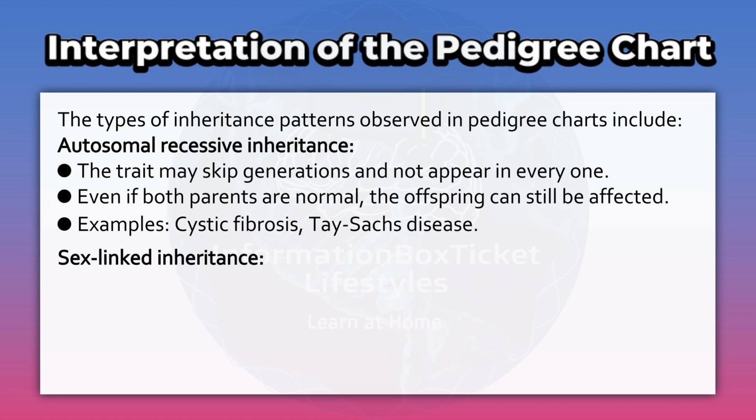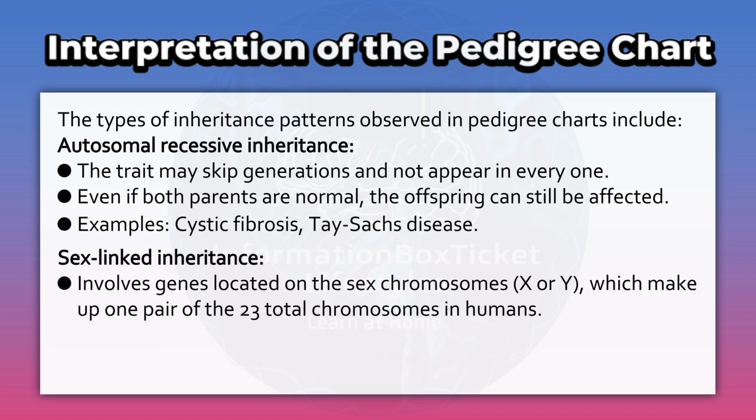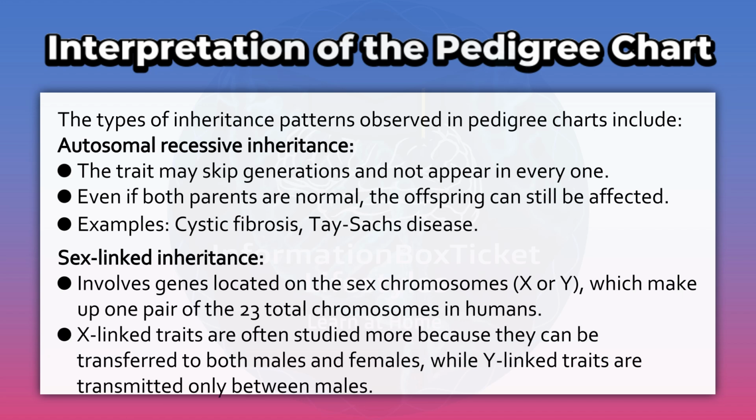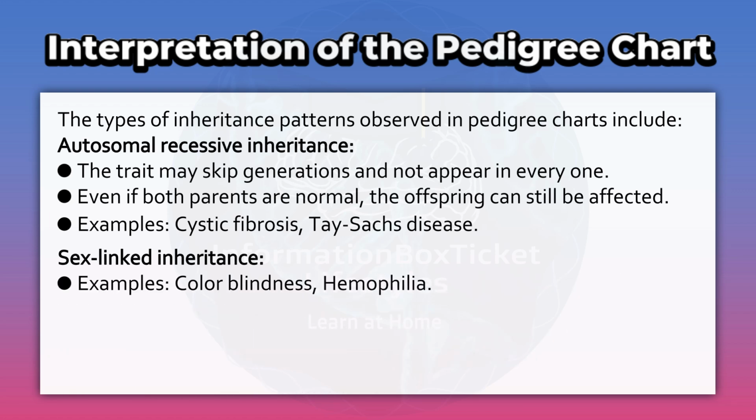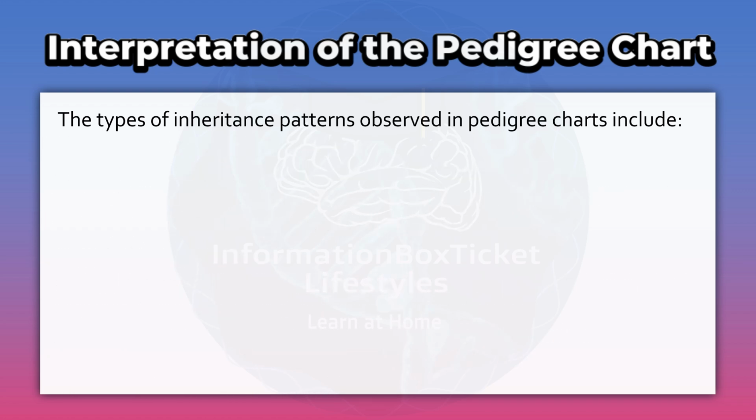Sex-linked inheritance. Involves genes located on the sex chromosomes, X or Y, which make up one pair of the 23 total chromosomes in humans. X-linked traits are often studied more because they can be transferred to both males and females, while Y-linked traits are transmitted only between males. Examples: color blindness, hemophilia.